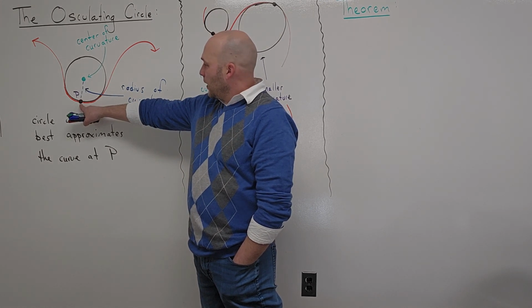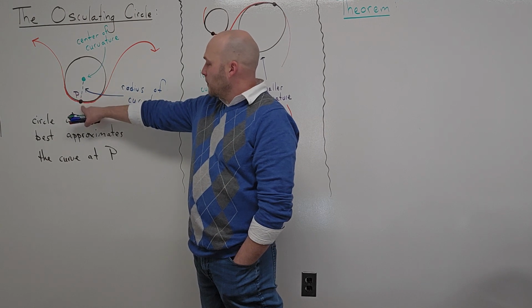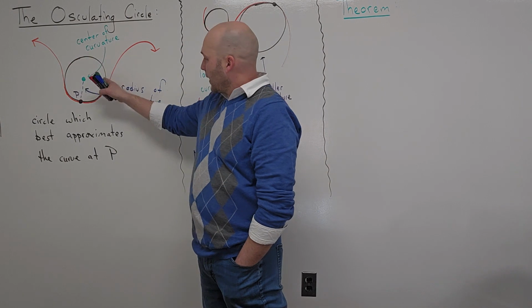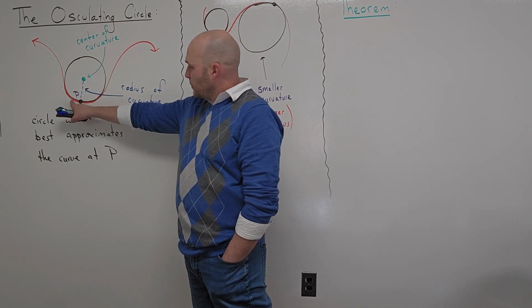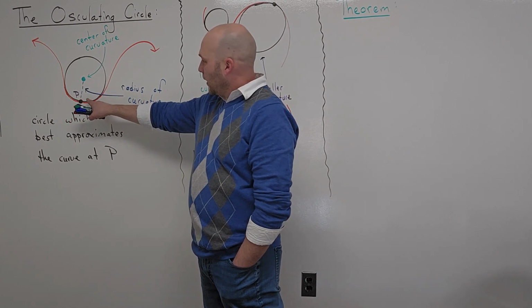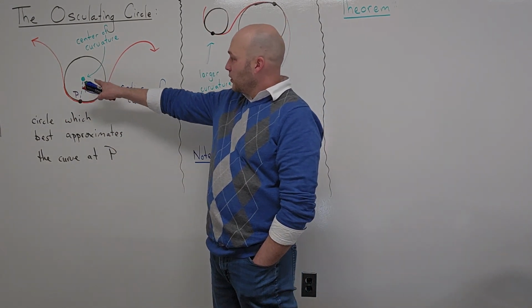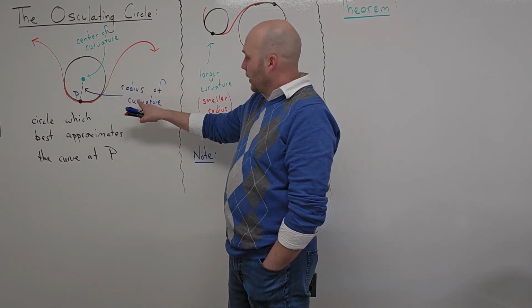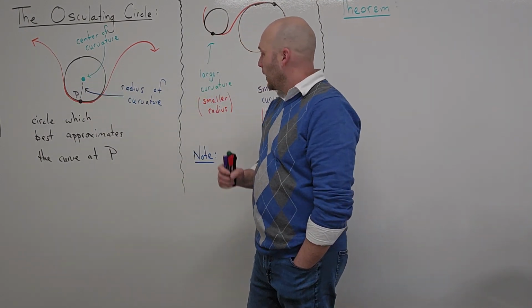If I want to look at the best possible approximation of the graph by a circle, I could put this black circle in here. Again, it's the circle that best matches this curve, and we call this the osculating circle. The center of that circle, we refer to as the center of curvature. The radius of curvature is the radius of the circle.